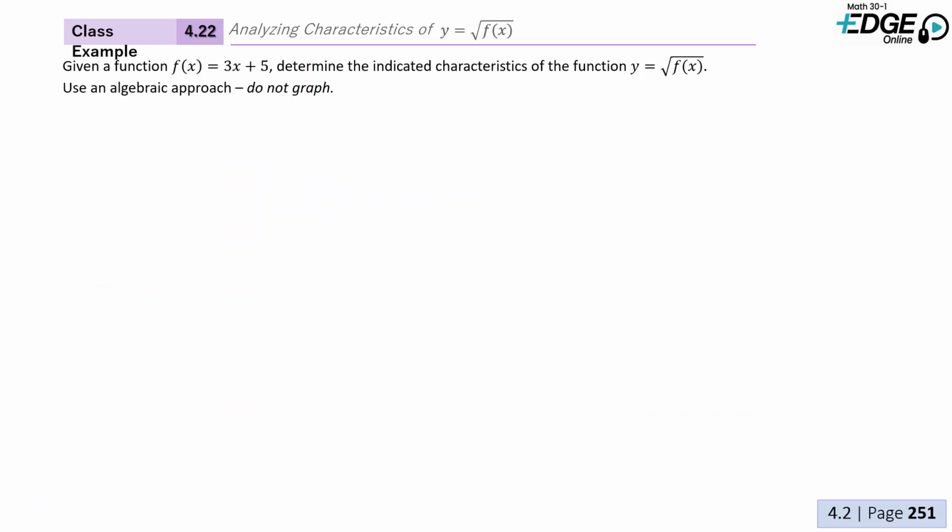Class example 4.22. Given the function f of x is equal to 3x plus 5, determine the indicated characteristics of the function y is equal to the square root of f of x. Use an algebraic approach and do not graph.